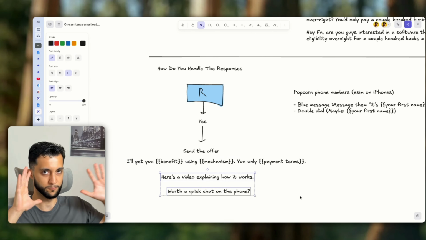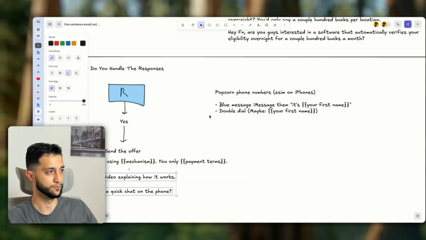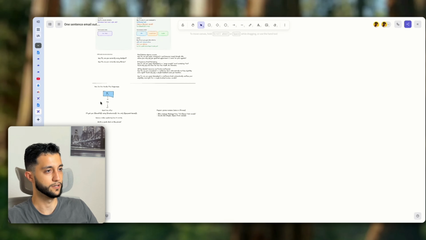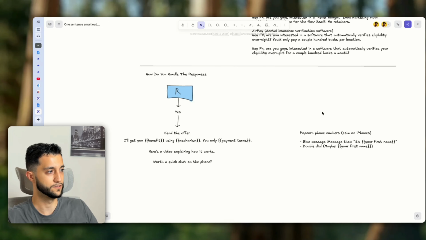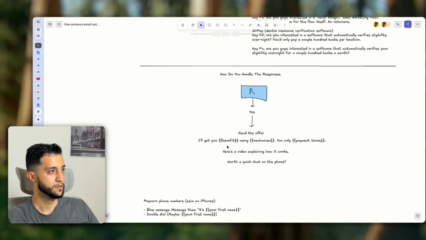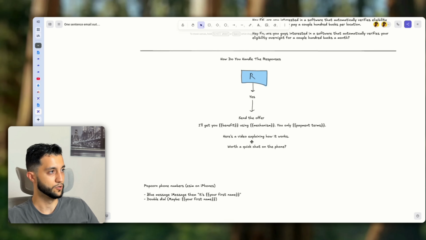Like, wait. There's an order to this. So you get the lead. Let's actually work in here because we just realized that both of these are the same thing. Let's do this. Boom. Okay. So you get the lead, meaning someone says yes. You send the offer. You explain the offer in a video.